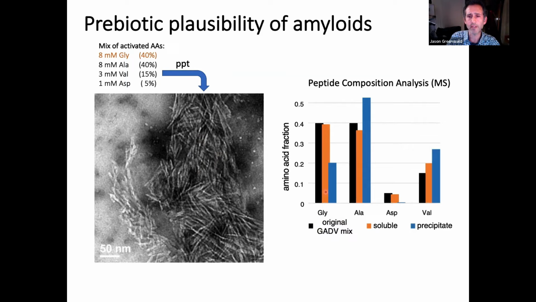And already there's a selection that's occurring. The black bars show you the initial composition of amino acids we put in, and the blue ones show the composition of the amino acids in the precipitate. We can't sequence the peptides that are in these fibrils, but we can, by mass spec, get the composition of them. And we see that already you have a selection against aspartic acid, against glycine, and for alanine and valine. This is not at all surprising. It's what you'd expect, because those are the amino acids that are more amyloidogenic, and would be selected for in this aggregate.